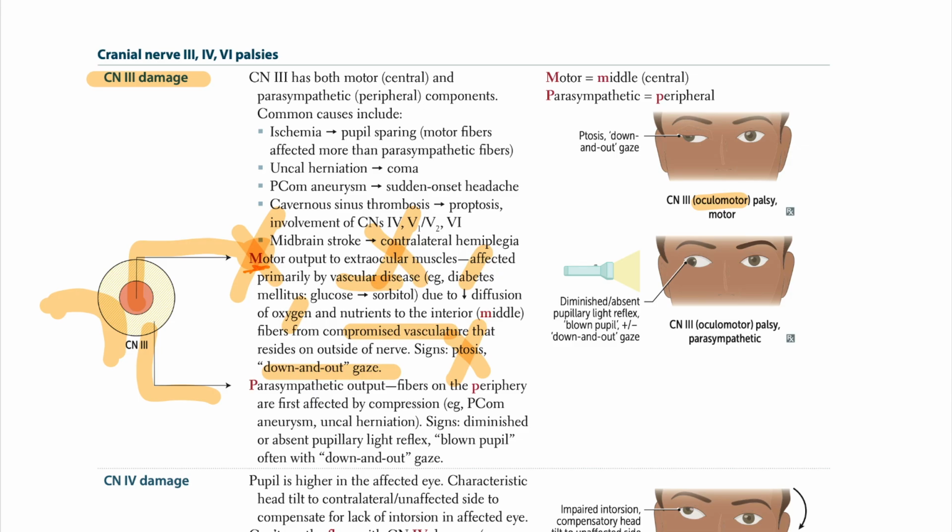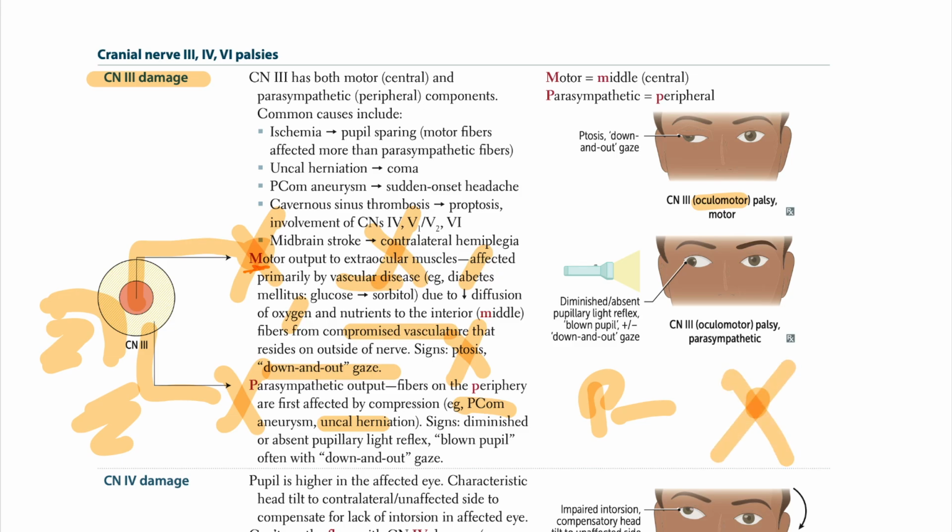With the periphery, if something compresses on the periphery, that's the most common cause, and you knock out the periphery, right? So parasympathetic is going to be out. Who's going to push on it is the PCOM aneurysm or uncal herniation. It is going to push on this and cause compression and cause damage to the parasympathetic, the periphery of the CN3. Normally we needed that parasympathetic for what? For constriction, for the eye constriction.